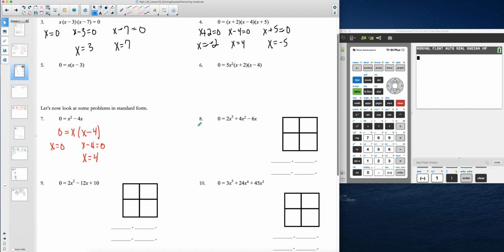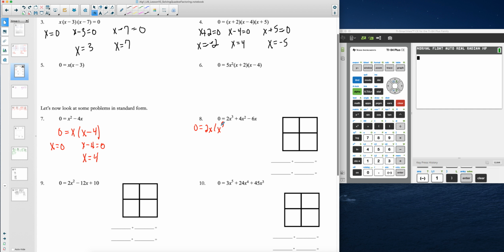And I'm going to have my 0 equals here. So 0 equals. Now if I look, I can divide 2, 4, and 6 by 2. So 2 is a GCF. And if I look, I have 3 x's, 2 x's, and 1 x. So at least 1 x is common to everything. So I can take that 1 x out. And now when I look at this, that leaves me x squared.